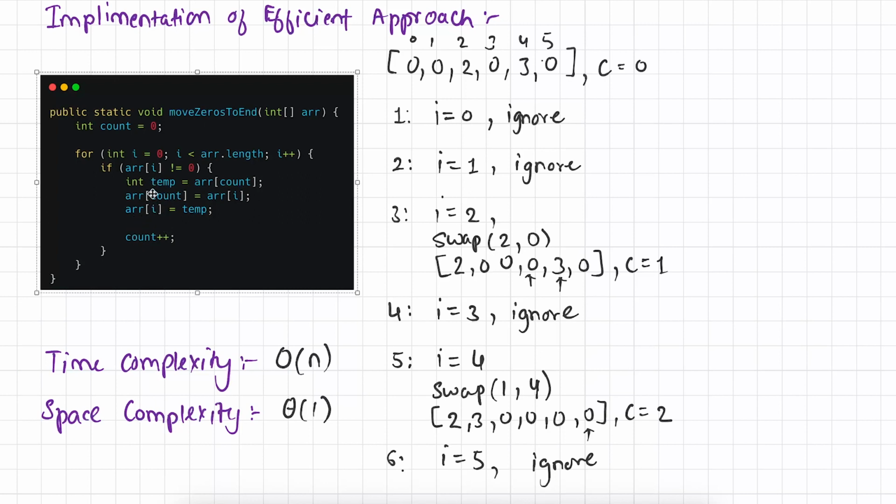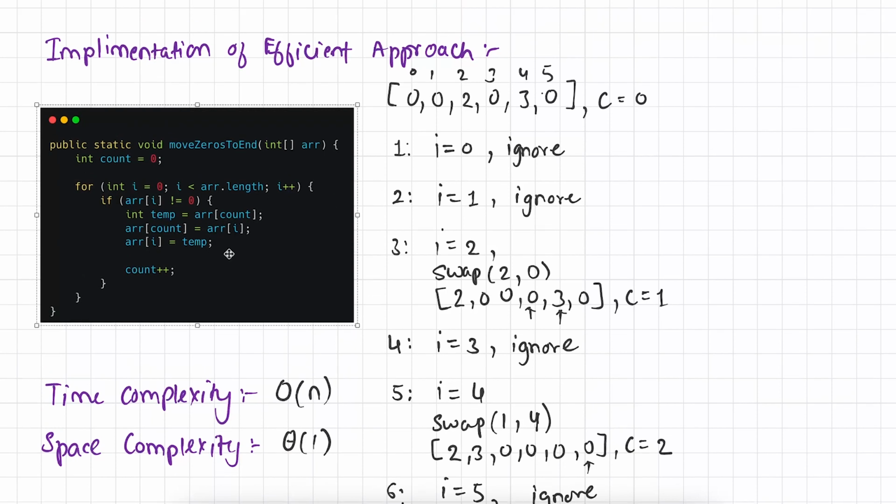We have already used this in the previous approach, and then we are incrementing count by 1. So let's quickly dry run this code and see how it works. Let's say we have an array like this: 0 0 2 0 3 0, and these are the indexes of all the elements present in the array. The initial value of count is 0.